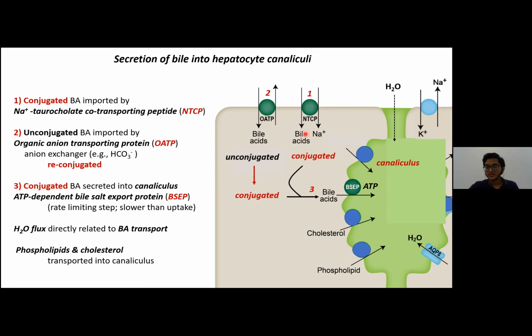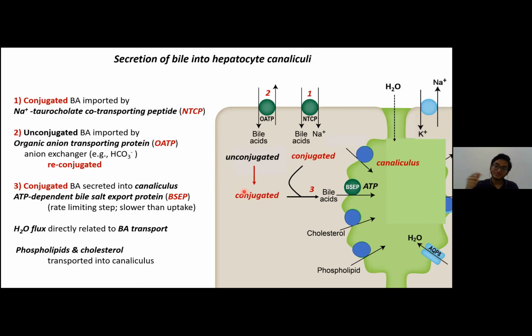Other steps, I'll go through them. But for example, you remember that enterohepatic circulation we were talking about. So those bile acids are coming back into the liver through here. I think someone asked me whether those bile acids need to be conjugated or unconjugated. Those bile acids can be conjugated. If they're conjugated, they'll get absorbed by co-transport with sodium. If they're unconjugated, they get absorbed by anion exchange. Eventually, those unconjugated ones would be conjugated again.